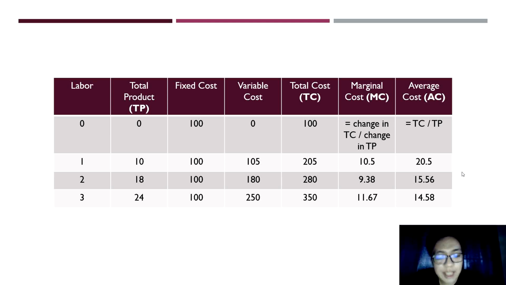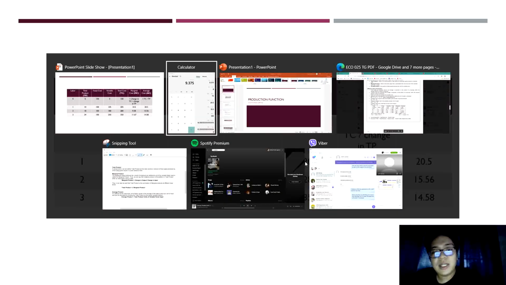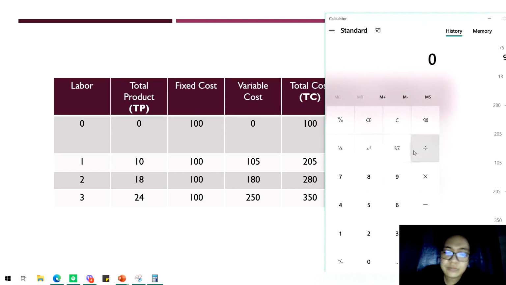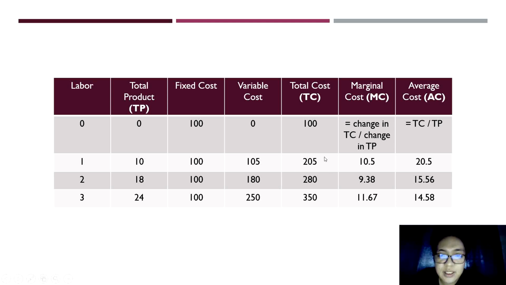So dun sa example natin, dun sa unang example, we have here one laborer which can produce 10 burgers per hour. So ibig sabihin, doon sa 10 burgers na yon, we have here a fixed cost of 100 and a variable cost of 105. And in order for us to determine the total cost, we just have to add 100 and 105, or the fixed cost and the variable cost. In this case, 100 plus 105, that is 205 here in this example.